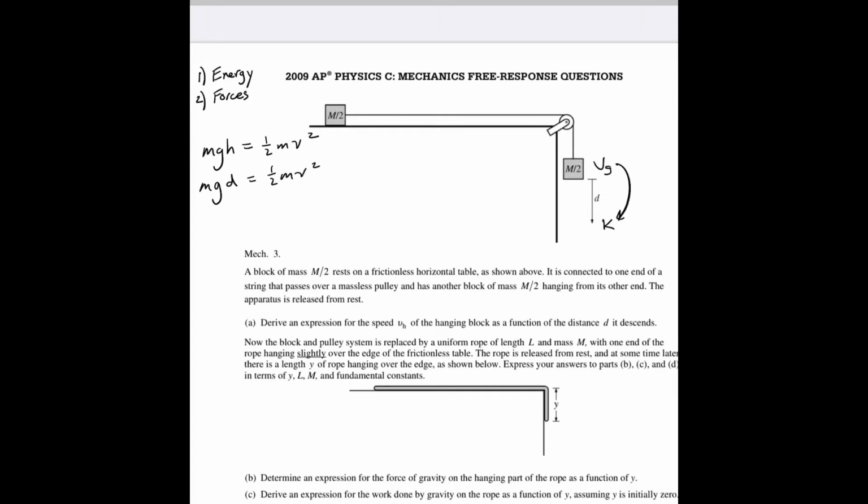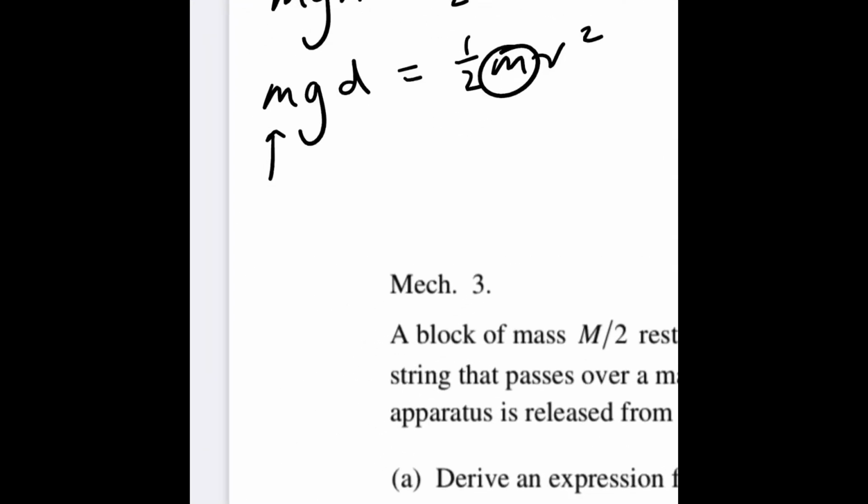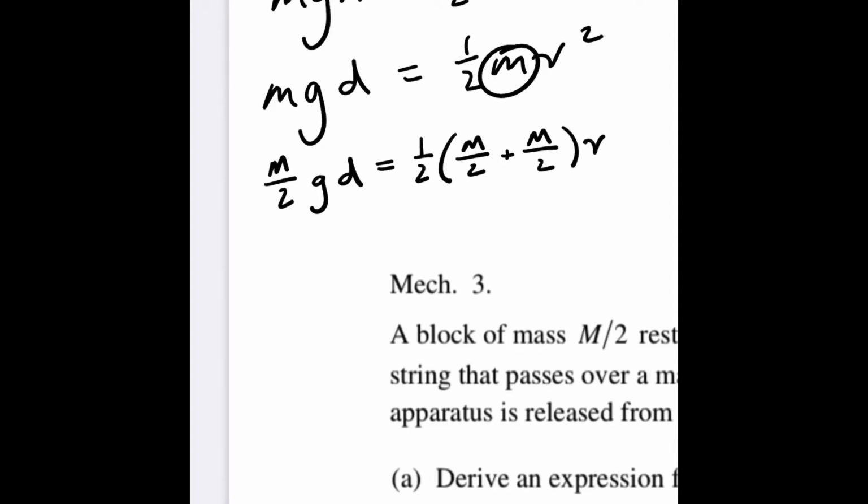Now, here's what's tough here. What is m here? The m on this side is referring only to that block, because that's the only block that has a change in potential energy. This m is referring to this block and this block, because both of them are moving. So when we substitute these in, we get m over 2 gd is equal to 1/2 times m over 2 plus m over 2 times v squared.